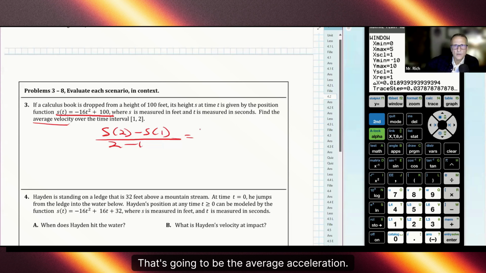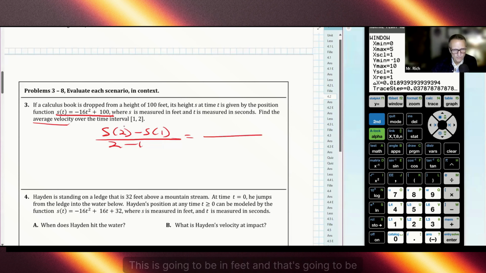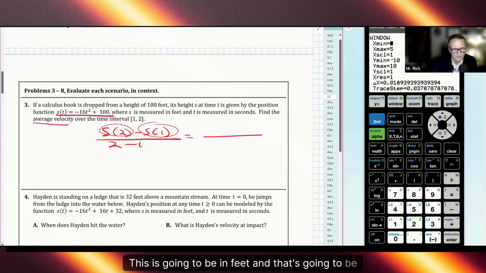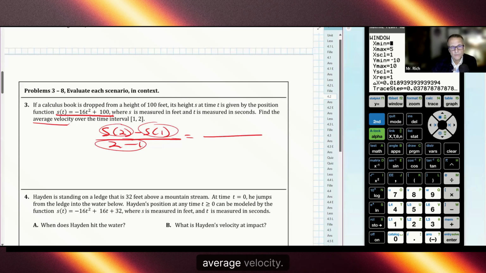That's going to be the average acceleration, because think about what the units of measure are in this calculation. This is going to be in feet, and that's going to be in feet, and that's going to be in seconds. So that's going to give me feet per second, average velocity. So be on the lookout for that. That's a common mistake students make this first time around.